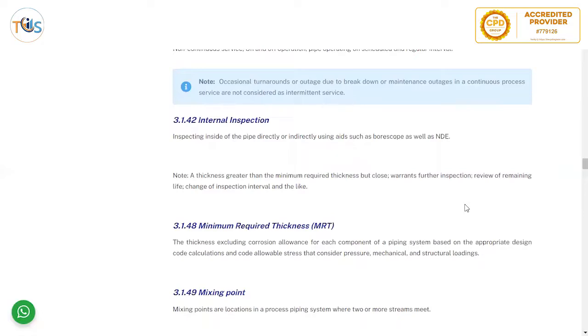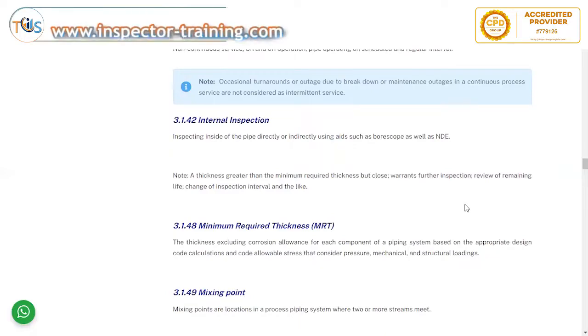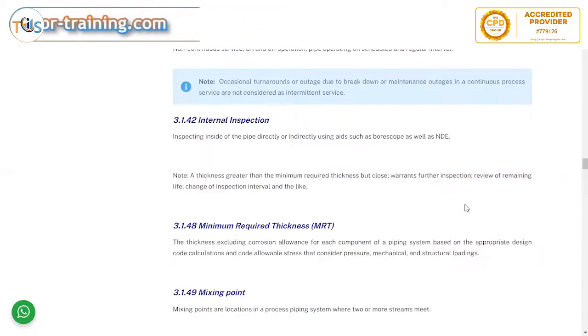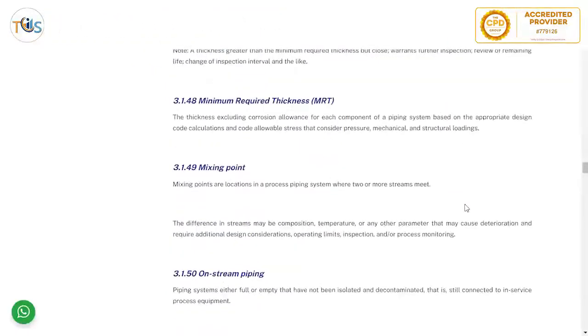A thickness greater than the minimum required thickness but close warrants further inspection, review of remaining life, change of inspection interval, and the like. Minimum required thickness is the thickness excluding corrosion allowance for each component of a piping system based on the appropriate design code calculations and code allowable stress that considers pressure, mechanical, and structural loadings.